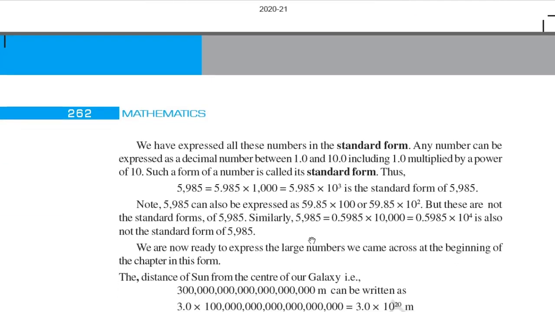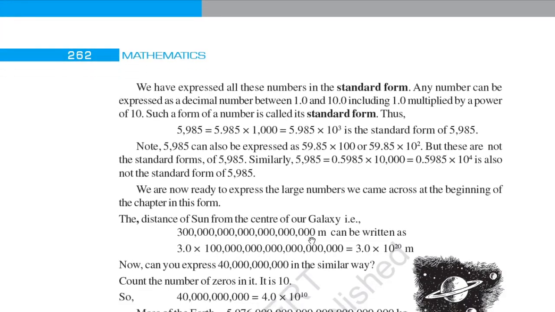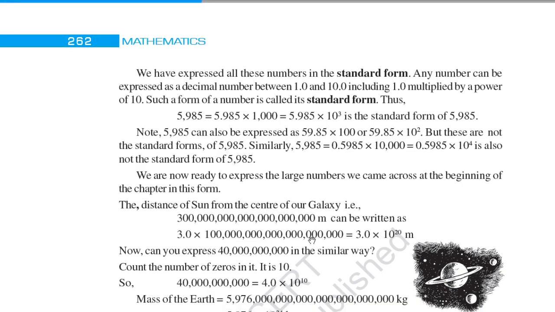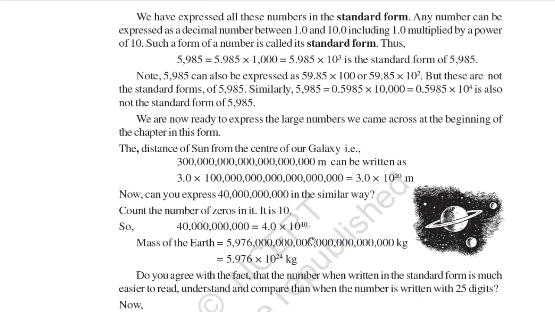We have expressed all these numbers in the standard form. Any number can be expressed as a decimal number between 1.0 and 10.0, including 1.0, multiplied by a power of 10. Such a form of a number is called the standard form. Thus 5985 can be written as 5.985 into 1000. 5.985 into 10 to the power 3 is the standard form of 5985.